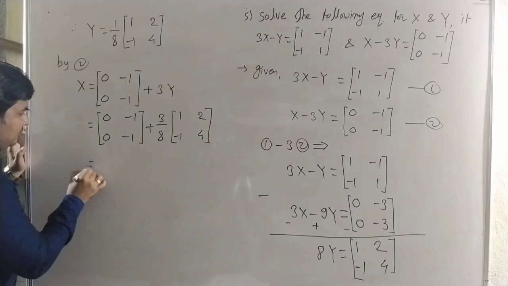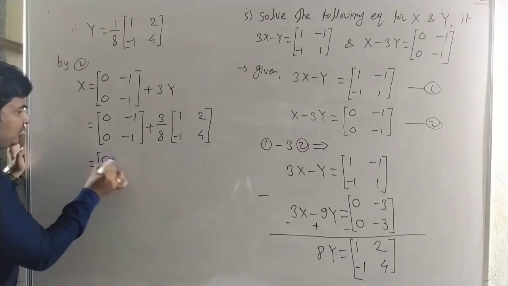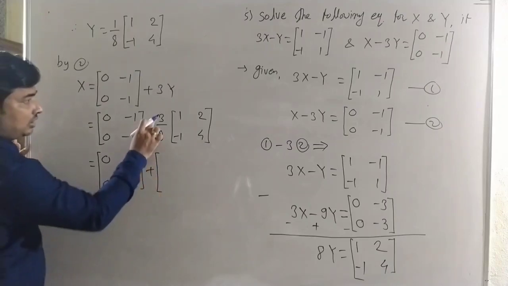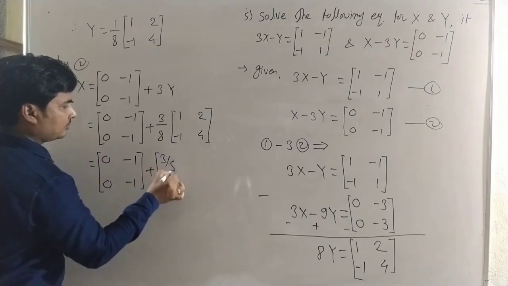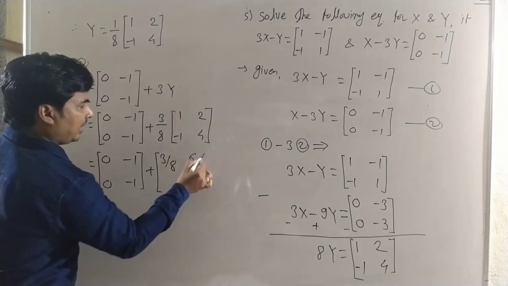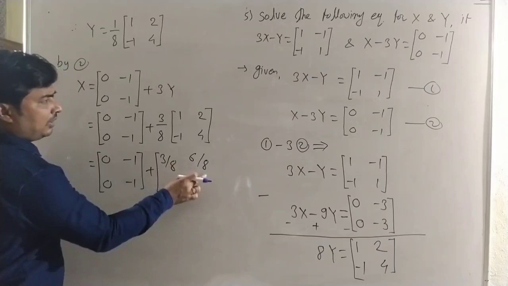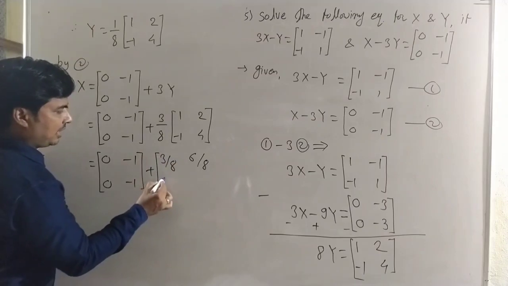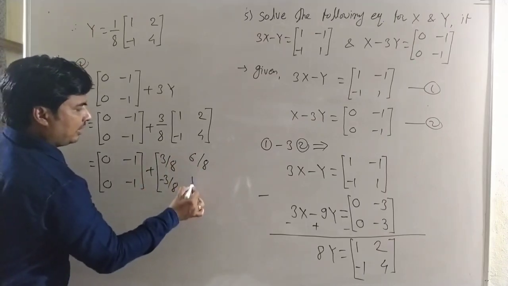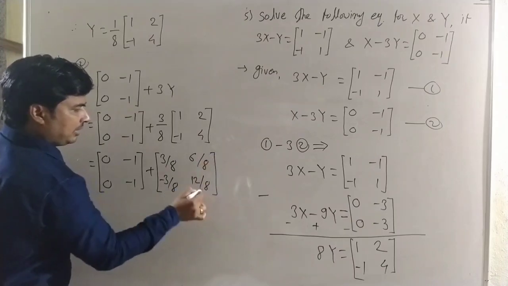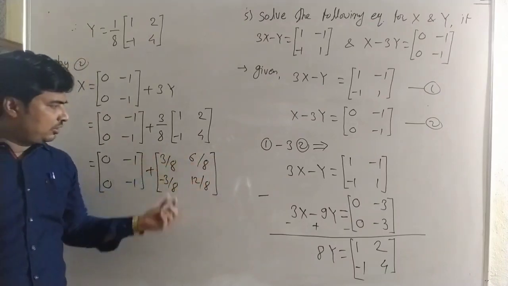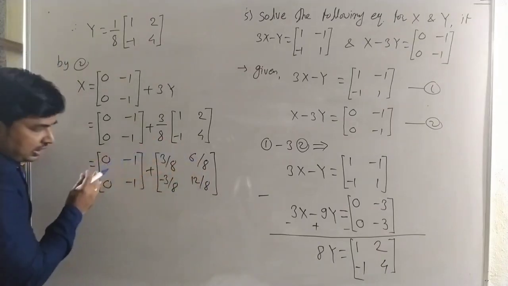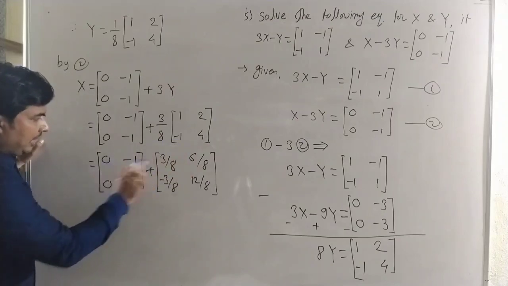See carefully the calculation: 0 minus 1, 0 minus 1 plus 3 by 8 multiplied by this matrix. 3 by 8 into 2 is 6 by 8, we can write it as 3 by 4, but in the denominator we can take 8. It is minus 3 by 8 and 12 by 8. In all denominators we can take the value 8, it is easy to get the common element. Now we can add this.